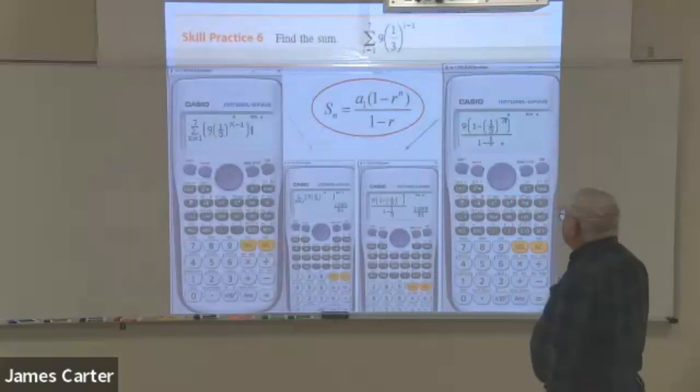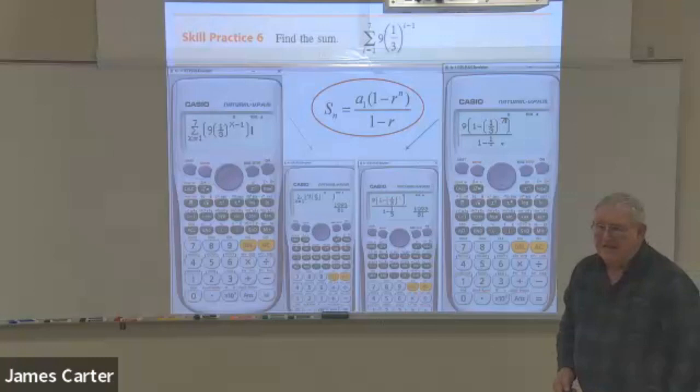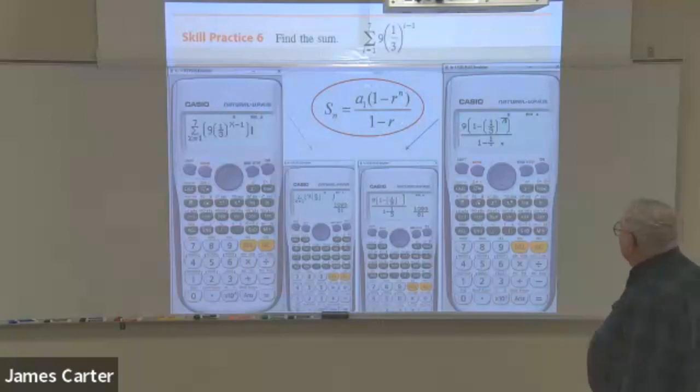All right, this one. Find the sum of this. If we tried to use summation, we would end up having 7 steps to do it in. Using this formula, we would have the problem to begin. Now, you actually do this using your calculator.